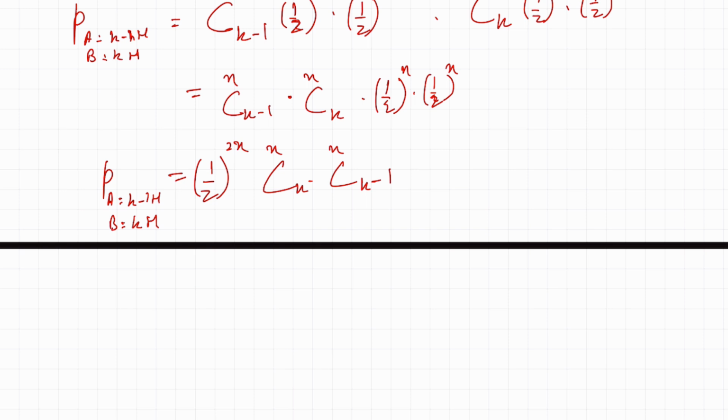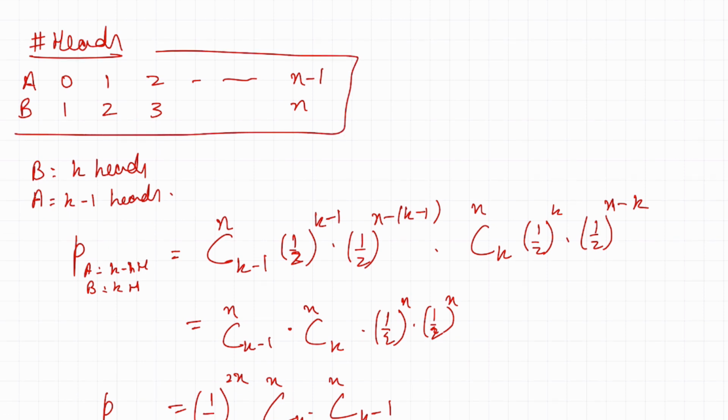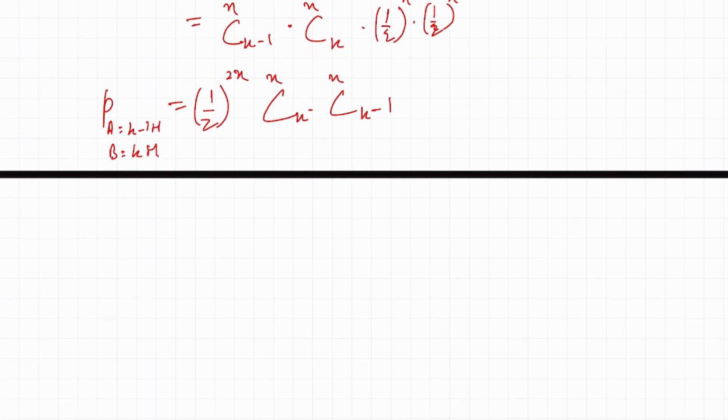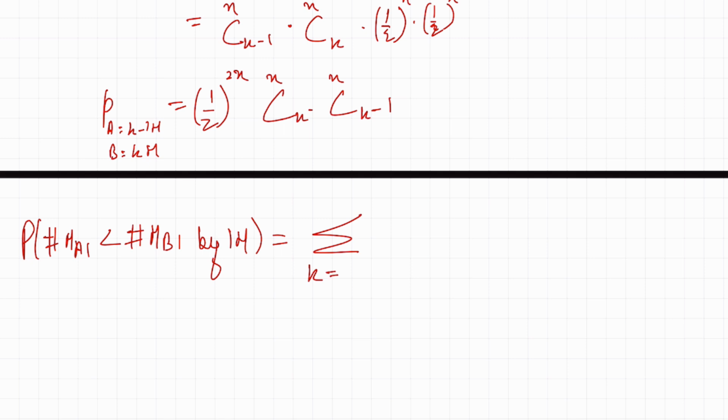Okay, and now this is just one case. We want the answer for all these possible cases which we have outlined here. Okay, so how do we do this? Why are we doing this again? Because these are all the possible situations which are acceptable for our criteria, right? So the probability of heads of A less than B by 1 in the first segment is equal to the summation over k equal to 1 to n, where A gets k minus 1 heads and B gets k heads.